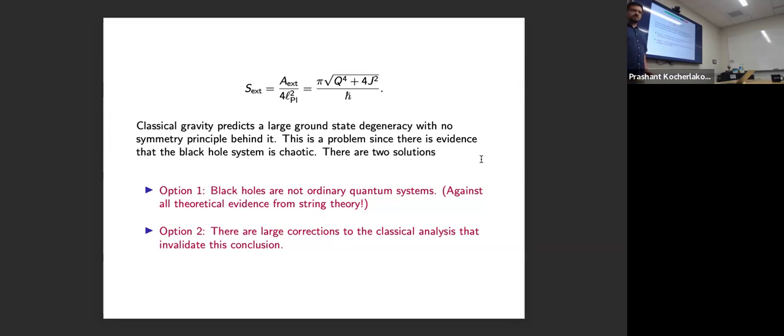So maybe this will become more clear as we go on. So option one, we should interpret the black hole as a quantum system. Option two, there are large corrections to the classical analysis that we forgot about.